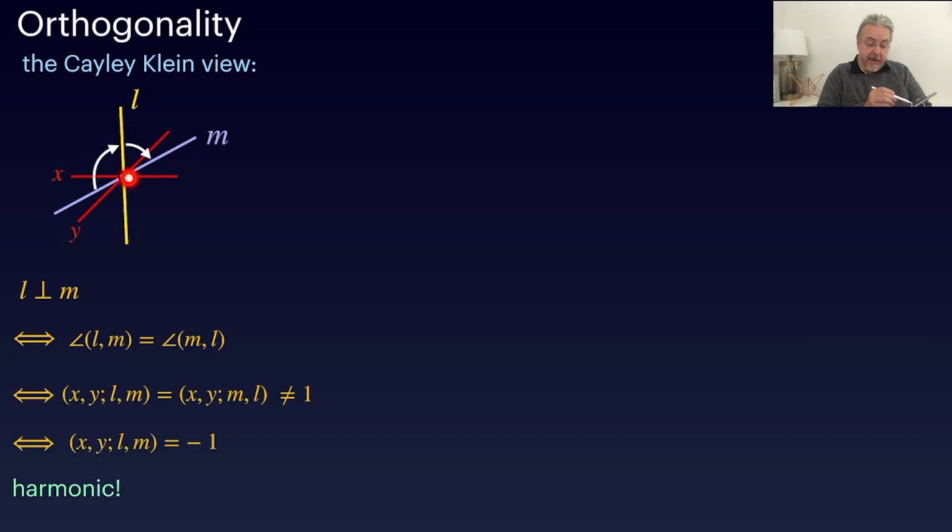Take the two lines, take their intersection, draw the tangents to the fundamental conic, and if those four lines are in a harmonic position, then the original two lines were orthogonal with respect to that Cayley Klein geometry. And this can be used as a definition for orthogonality in general Cayley Klein geometries. And there is a nice fact relating this definition directly to the algebra of the homogeneous coordinates of the objects involved.